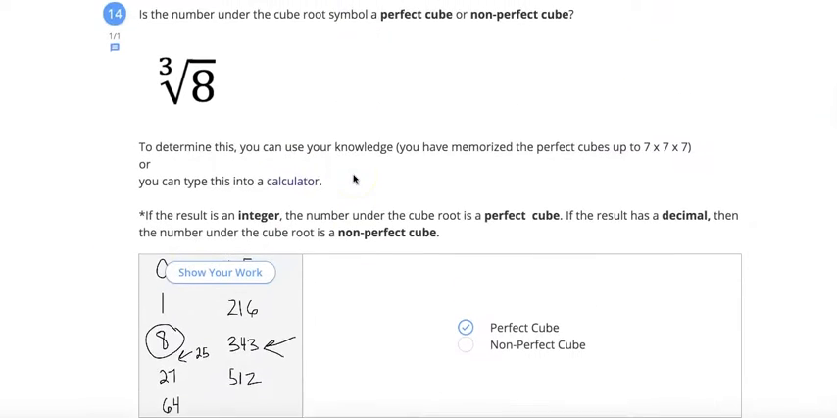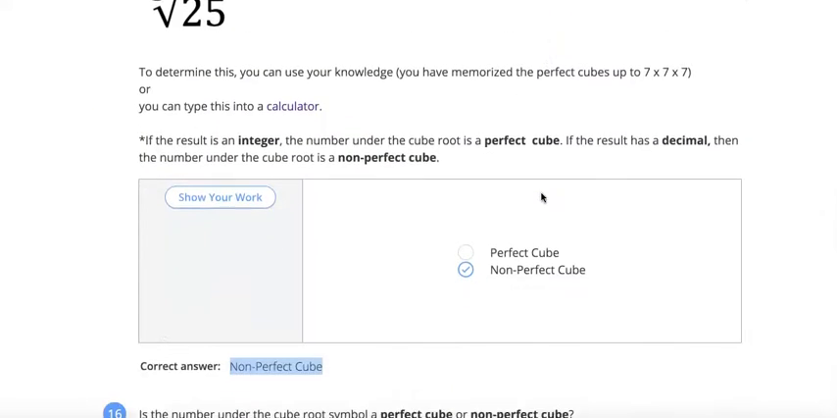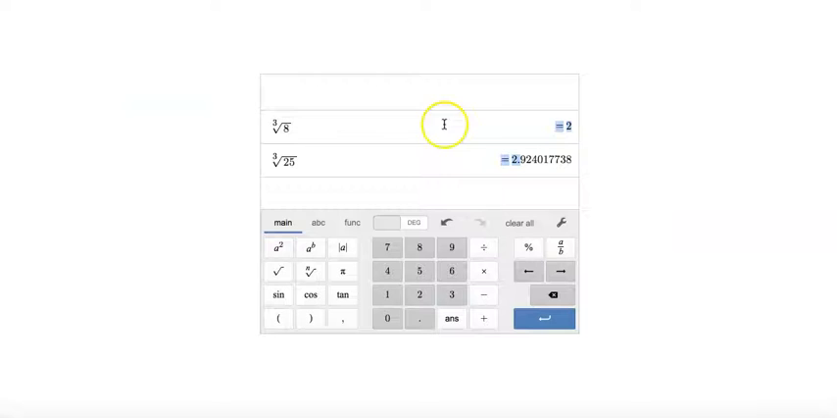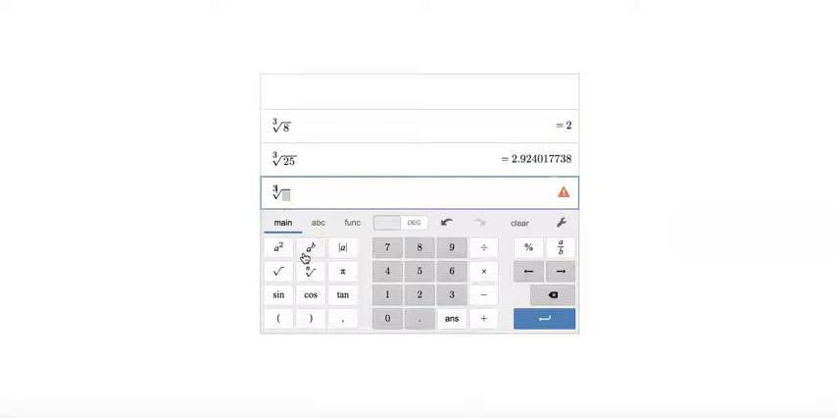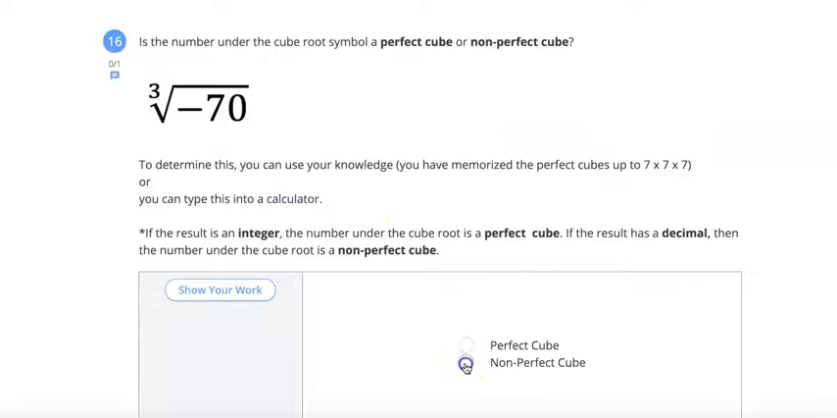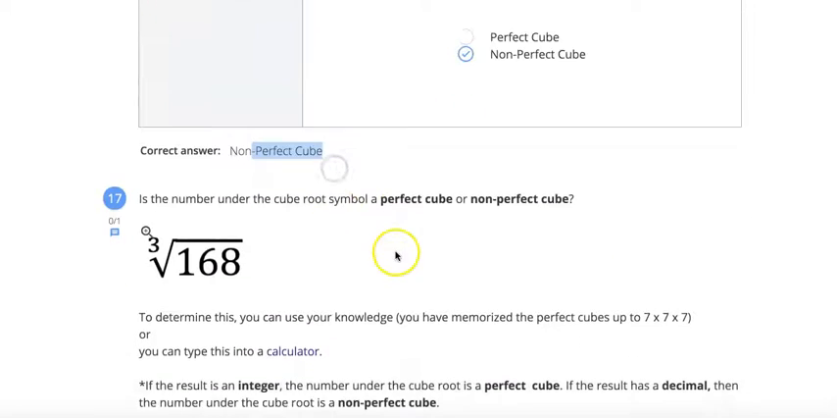All right, the cube root of negative 70. Well, let's look at our list. Is 70 on our list? It's not. 70 falls between the perfect cubes 64 and 125. So 70 is not a perfect cube. But let's type it in to the calculator. So the cube root of negative 70, and you'll see it gives you a number with a decimal. So negative 70 is not a perfect cube. So that's a non-perfect cube. Good, and we got it right.